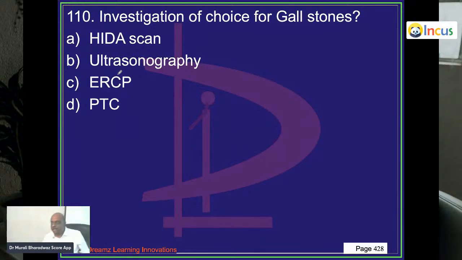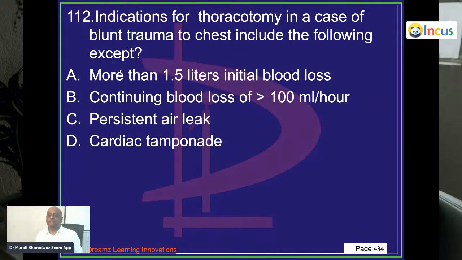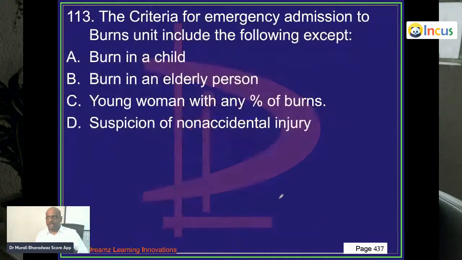So how do you investigate a gallstone? First thing is you have to do ultrasound. First rib fracture carries 30% mortality. When will you do thoracotomy in a blunt trauma to the chest? There are some indications. If the amount of blood is 1.5 liter, continuing loss more than 200 ml, all this. I leave the literature for you in the printout given to you.